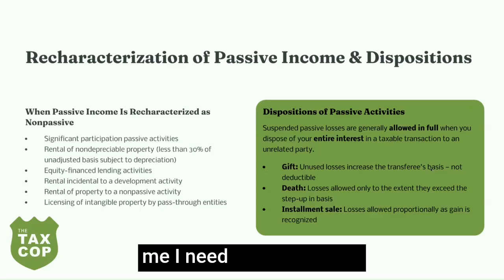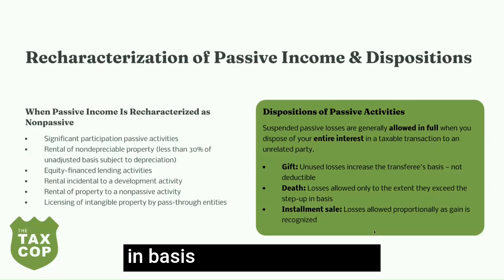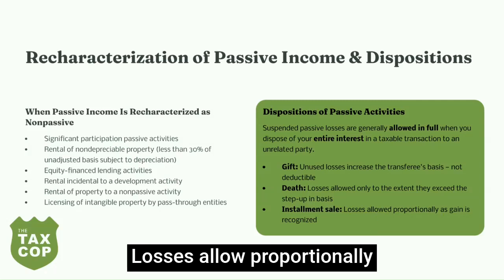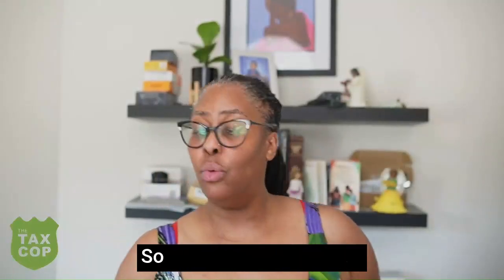And then somebody told me I need to teach basis. Death, losses allowed only to the extent that they exceed the step-up in basis. And installment sales, losses allowed proportionally as gain is recognized. And y'all probably like, Patrice, you reading the slide. So what does that mean?